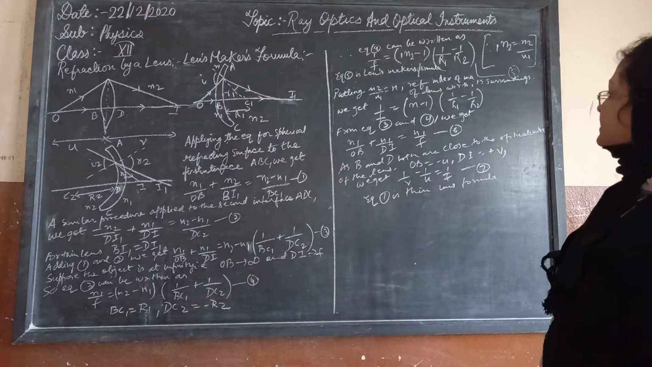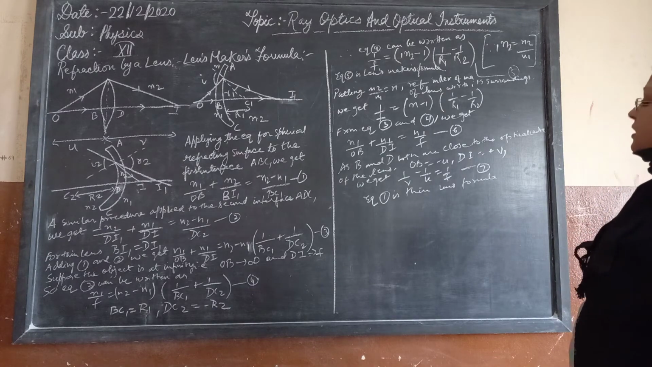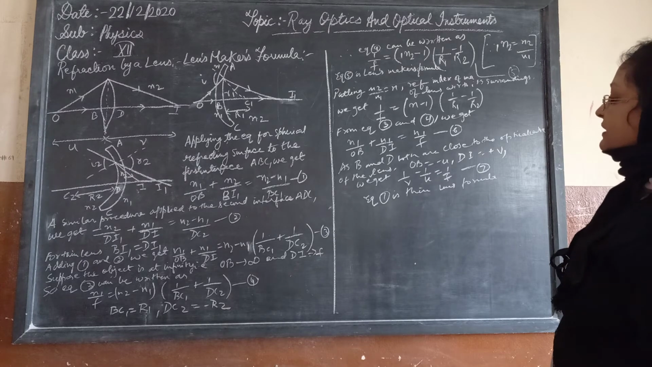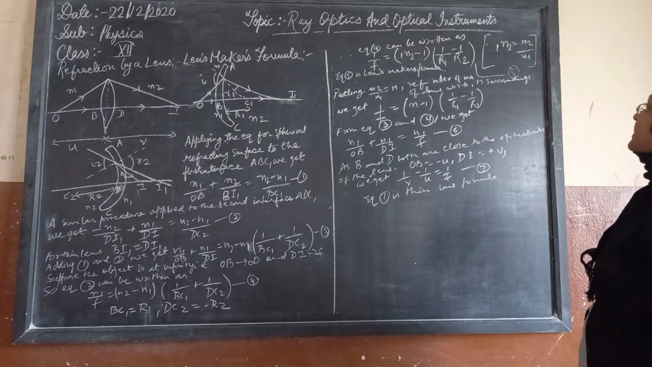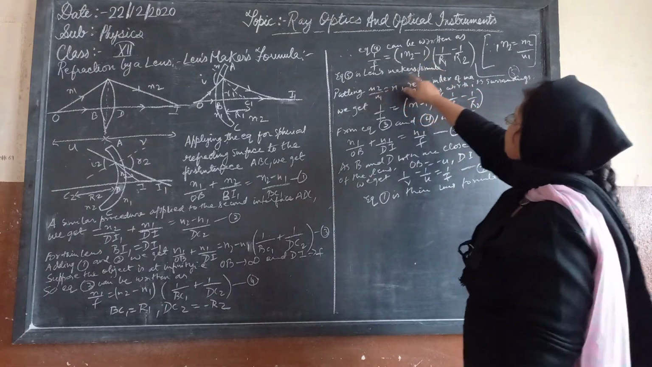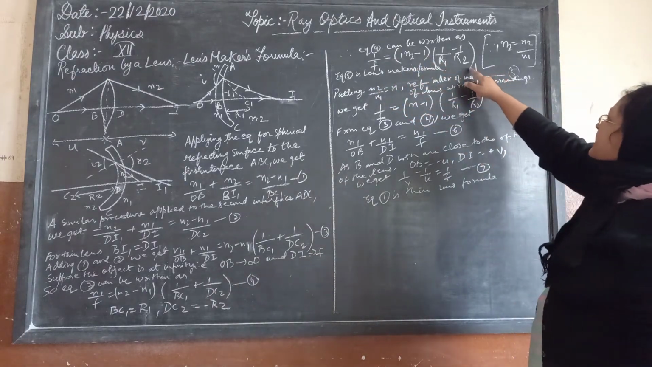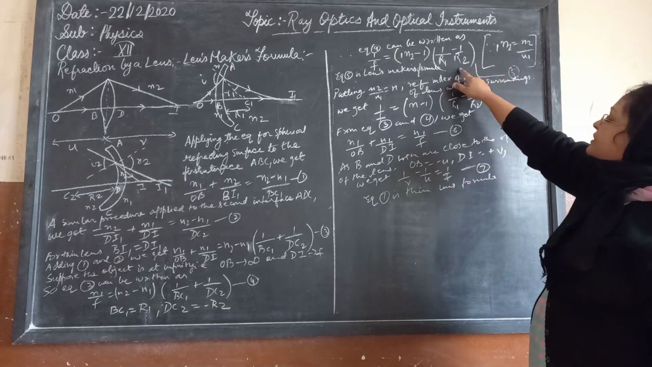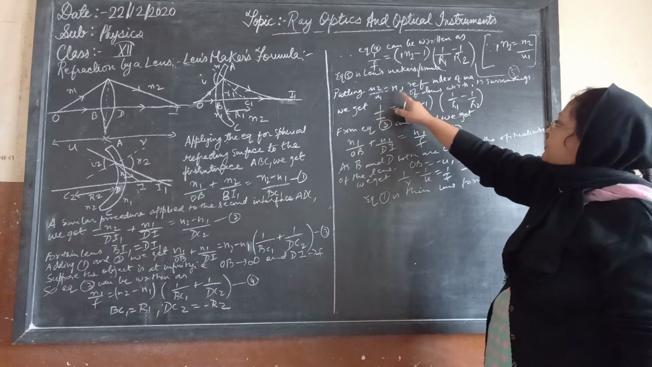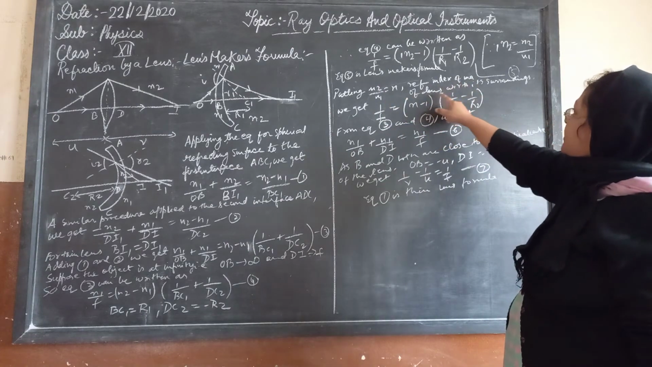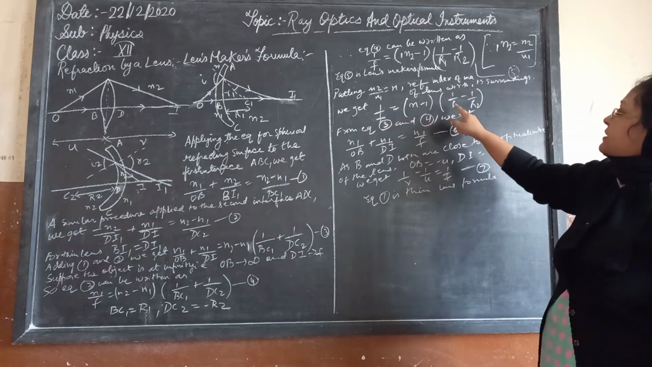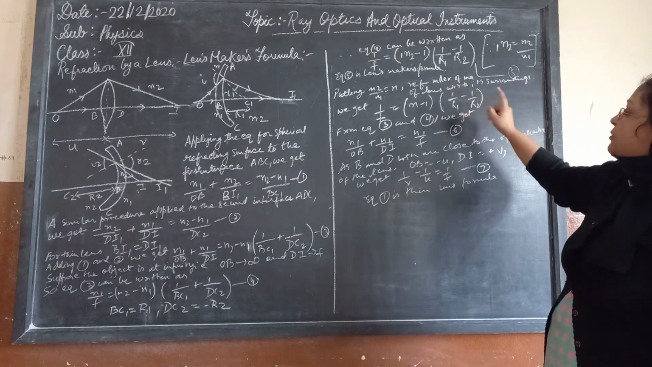We divide the value by N1, and if we divide the value with N1, we get this particular value. Now this equation number 5 is the lens maker formula, which we have got from this derivation. Putting N2 by N1 equal to N, the refractive index of the material of the lens with respect to its surrounding, we get 1 upon F equals N minus 1 times 1 upon R1 minus 1 upon R2.